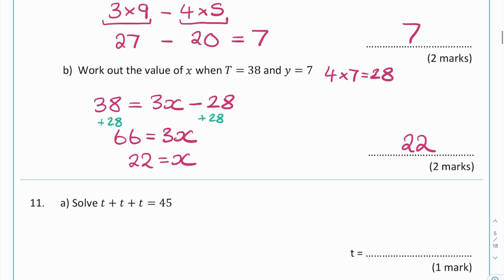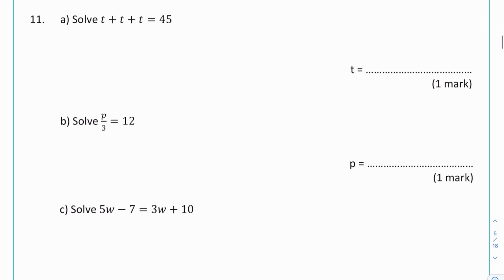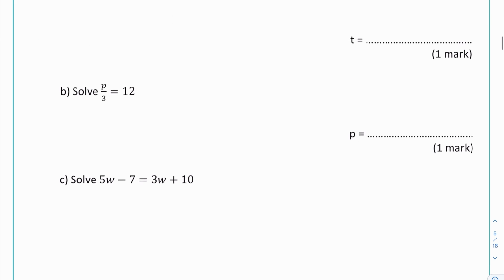Okay, so on to question 11, we've got some solving equations. So for part A here, we have t plus t plus t is equal to 45. Well, that's 3 t's, which are equal to 45, and if we divide by 3, we get t is equal to 15. So we have 15 for part A.